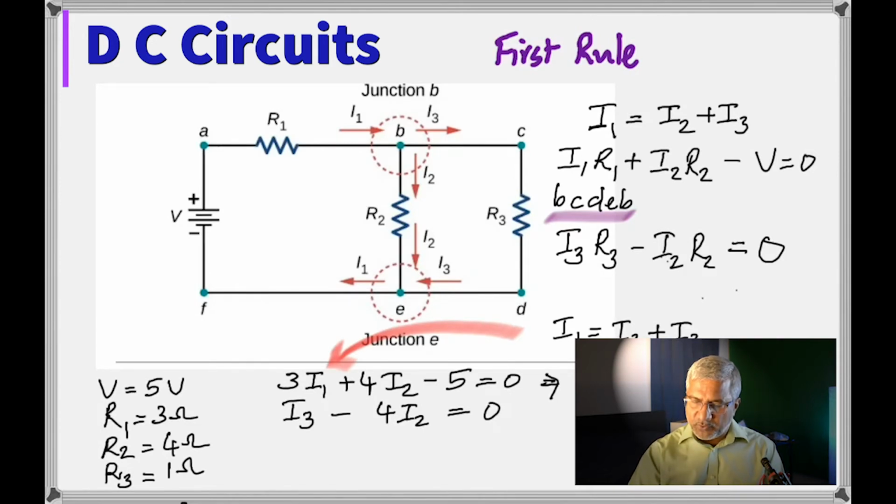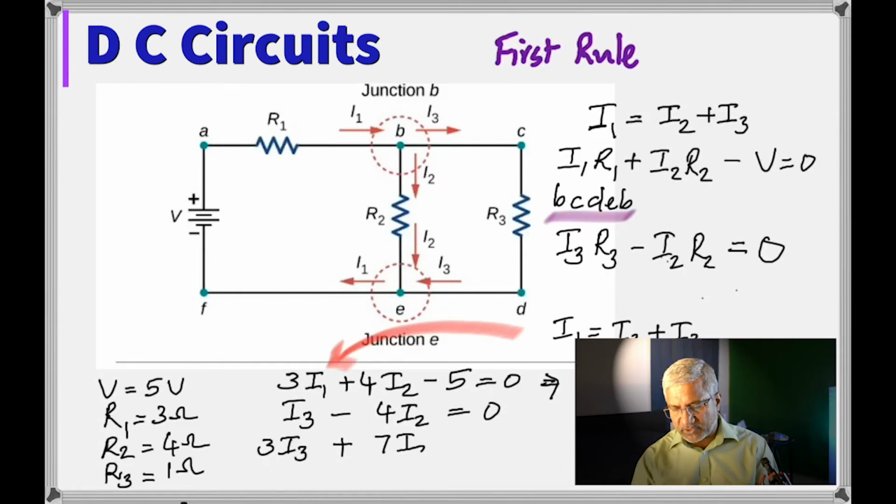And we're trying to get simultaneous equations, but you see, you have three variables, I1, I2, and I3. So we need to get rid of one of them, which we can easily because we know that I1 is I2 plus I3, don't we? So we'll break this I1 into I2 plus I3 and then solve the simultaneous equations. So that makes it 3I2 plus 3I3 plus 4I2 minus 5 is equal to 0. You get 7I2 because you have 4 and 3, so 7I2 plus 3I3 minus 5 is equal to 0.